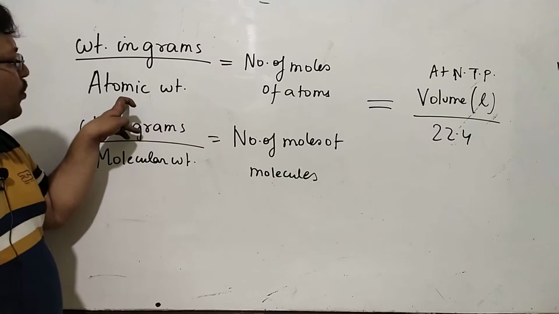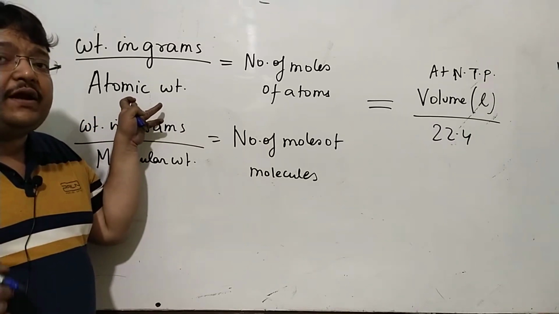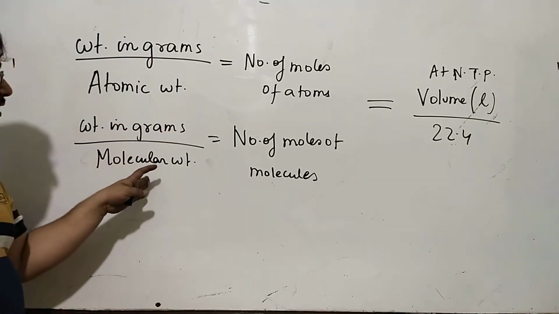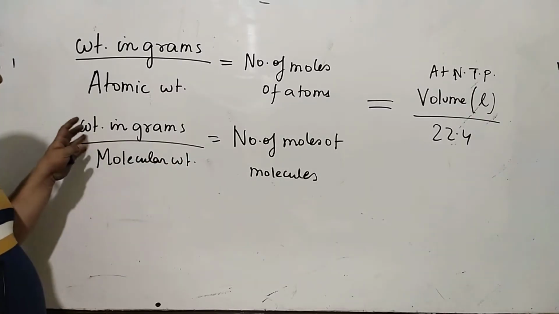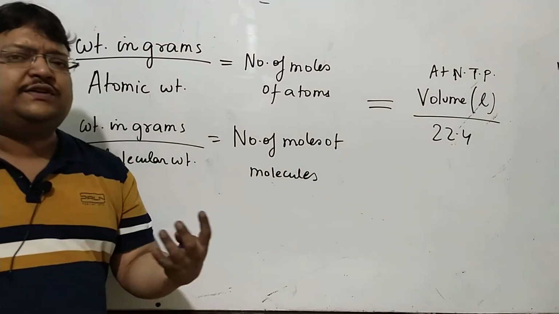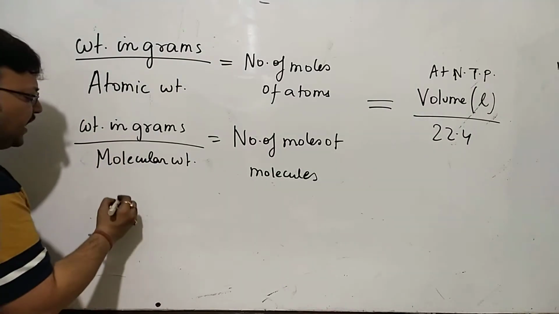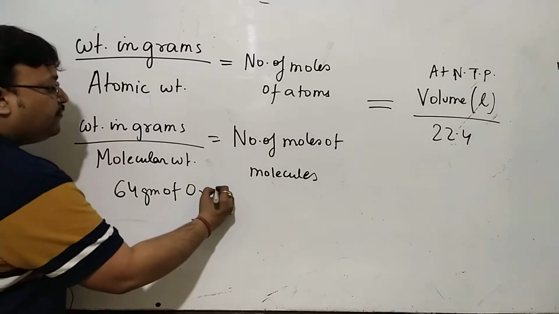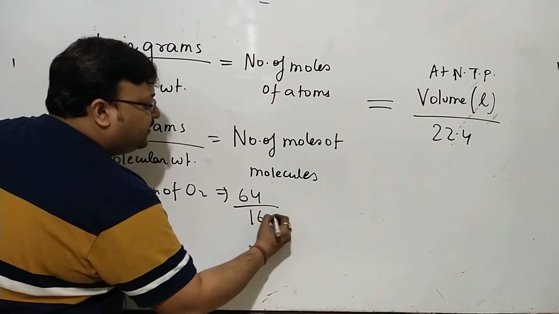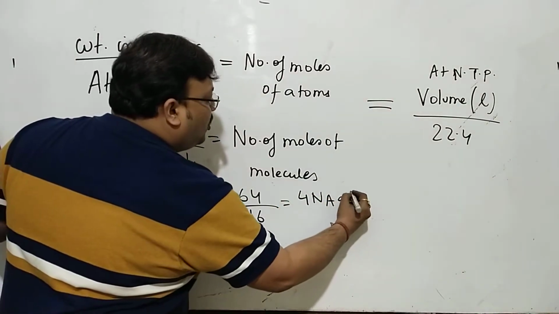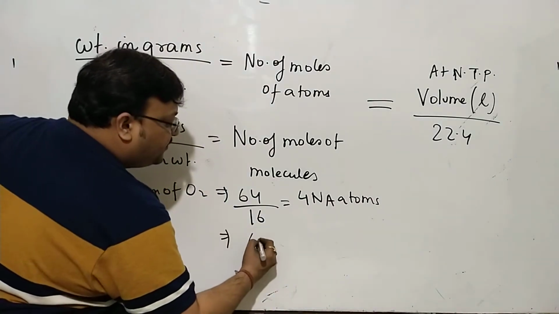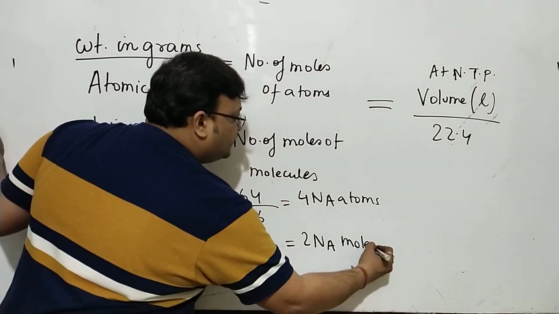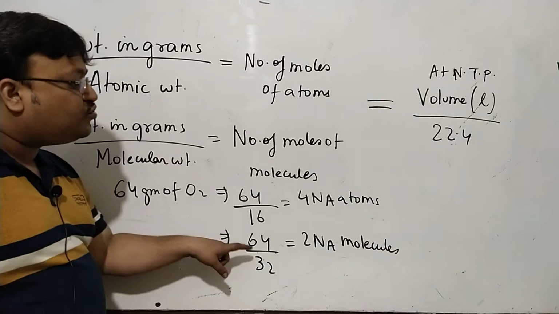So, atomic weight in grams, gram atomic weight, is 1 mole of atoms. So weight upon atomic weight is the number of moles of atoms. Molecular weight in grams is the weight of 1 mole of molecules. So total weight upon molecular weight is the number of moles of molecules. I'll quickly give you an example. You have 64 grams of oxygen. When you divide 64 by 16, you get 4 Na atoms. And when you divide 64 by 32, which is the molecular weight, you get 2 Na molecules. So 64 grams is 2 moles of molecules.